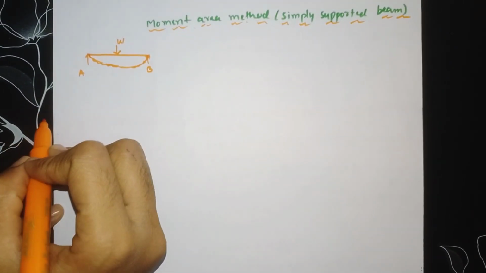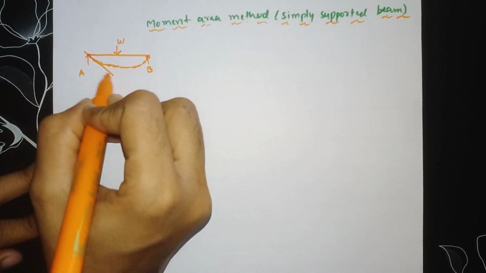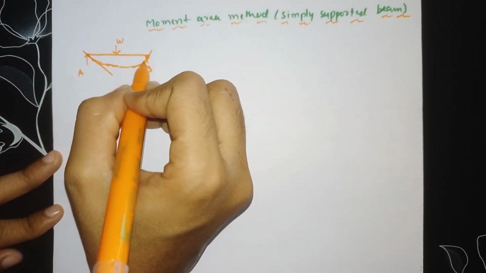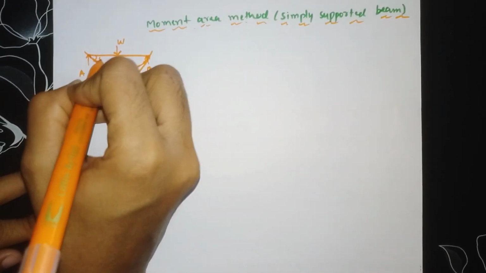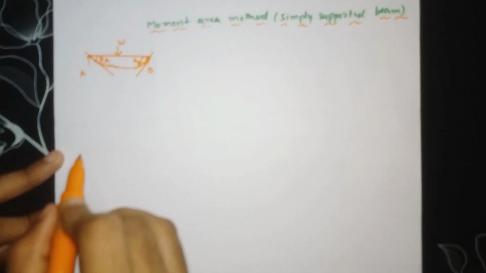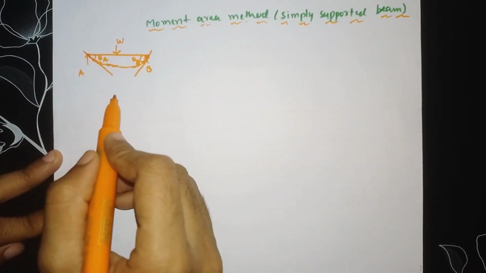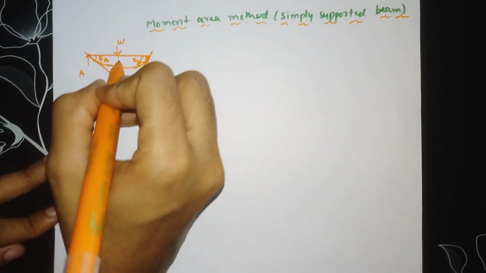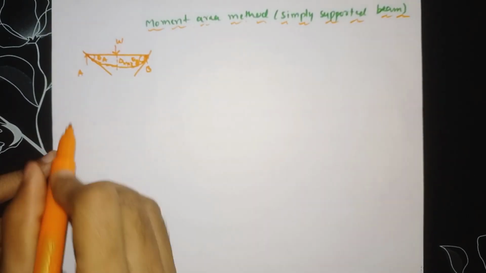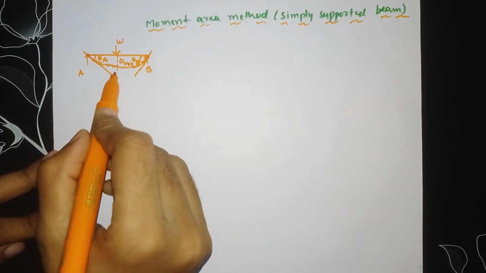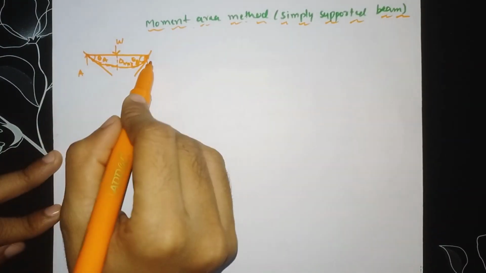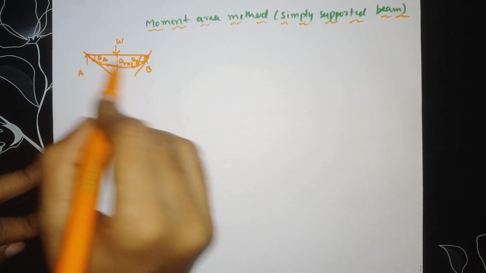Here the slope is maximum at point A, and here also the slope is maximum at point B. So call it theta A and theta B. In the case of a simply supported beam, the slope will be maximum at the end points and at the center the deflection will be maximum. At the center the slope will be 0 and the deflection is maximum. At the end the slope is maximum and the deflection is 0.